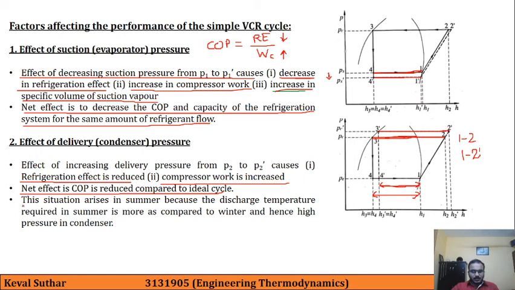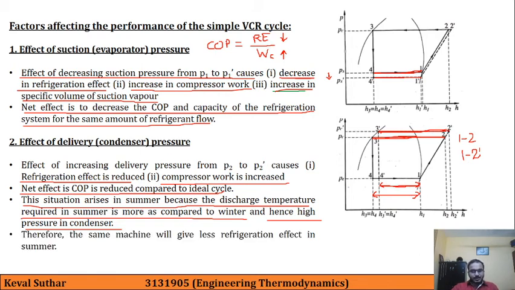Now this situation arises in summer because the discharge temperature required in summer is more as compared to winter, and hence the pressure of the condenser is also high. So in summer this is the discharge part. Here the temperature is more in summer, so condenser pressure also increases. So in summer the COP of the same refrigerator will be lesser than that in winter. The same is written here, therefore the same machine will give less refrigeration effect in summer.